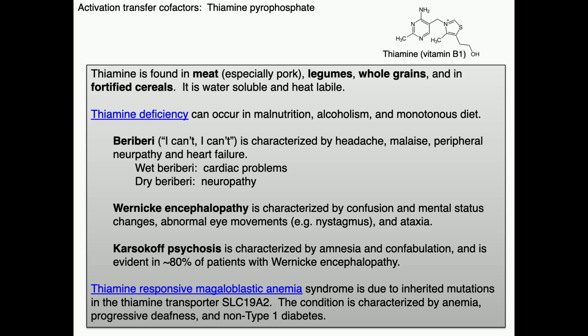You can also have peripheral neuropathy, or tingling and numbness in the fingers and toes. There is a wet and dry version, and the wet version is associated with a cardiac myopathy, and that can definitely cause death.